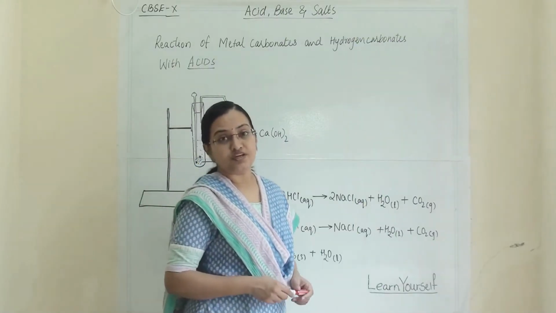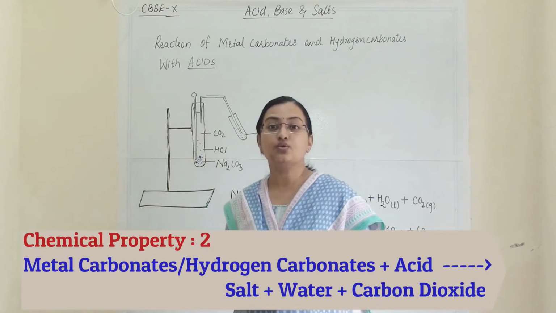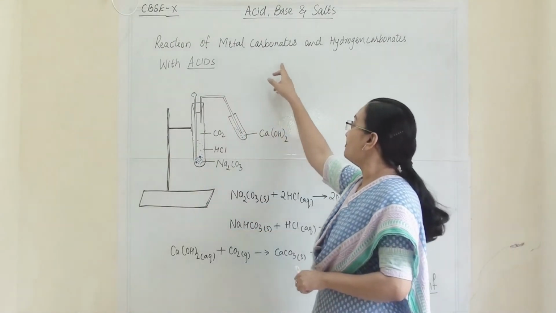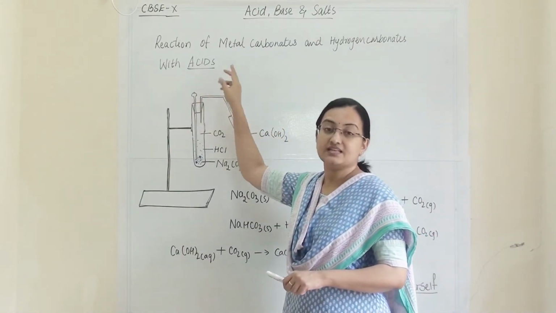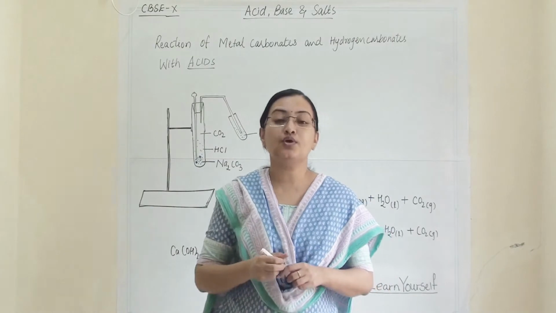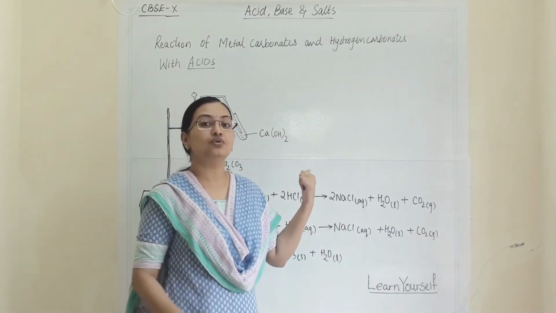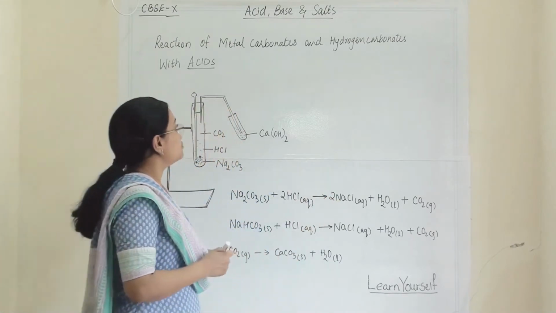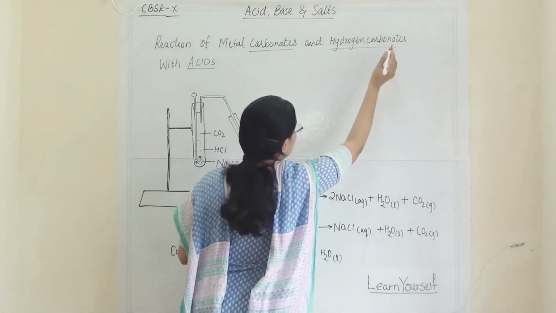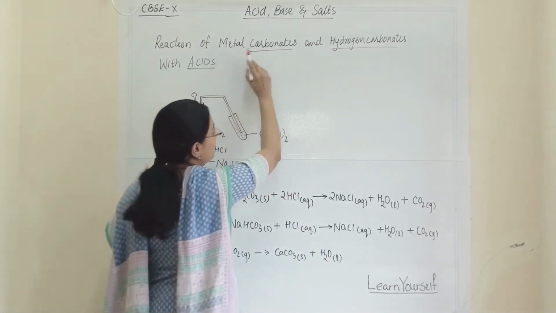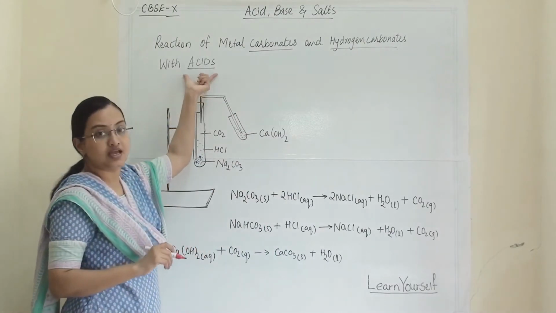So let us move towards another chemical property of acids, in which we are going to study the reaction of metal carbonates and hydrogen carbonates with acid. In this category, we are not going to react these two reactants with base. This reaction is only and only with acid. So two reactants, carbonates and hydrogen carbonates: metal carbonates and metal hydrogen carbonates, we are going to see their reaction with acid.